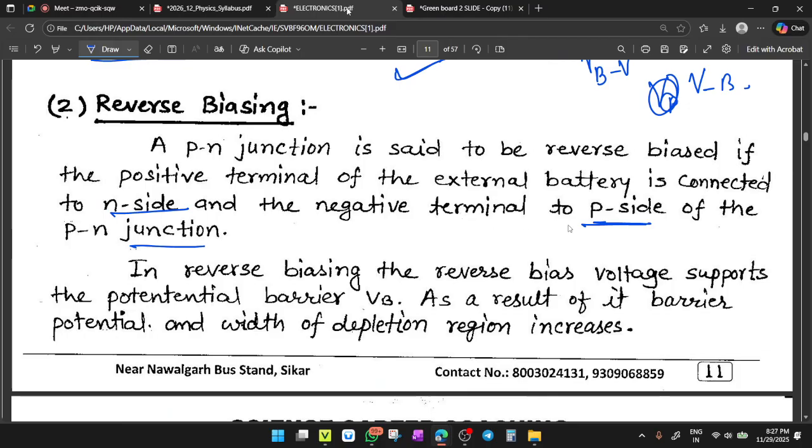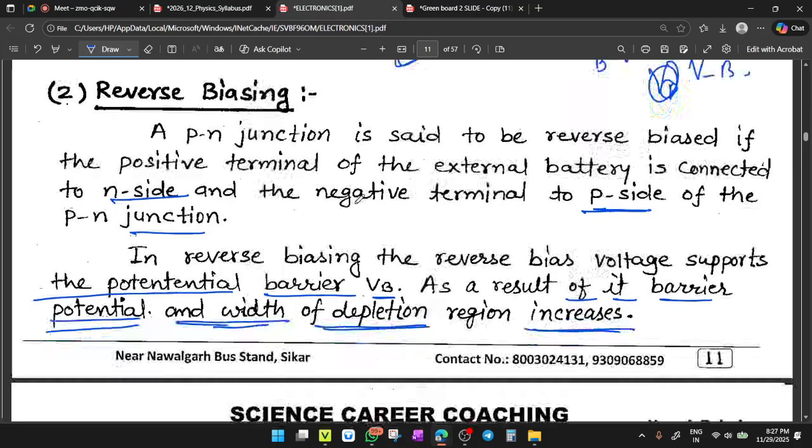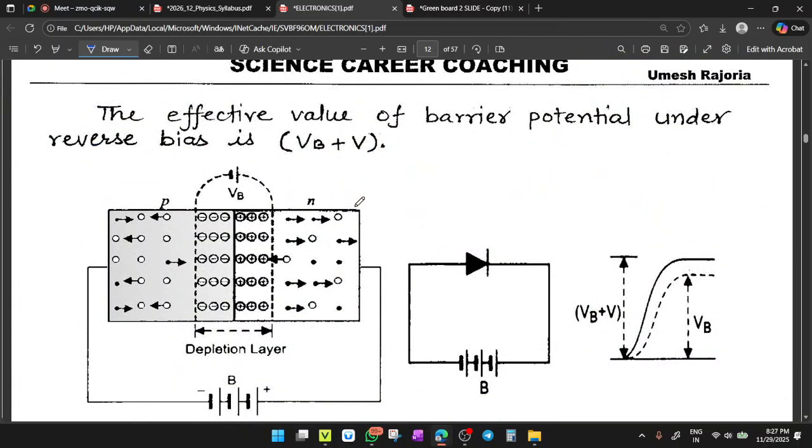In the PN junction in reverse biasing, the reverse bias voltage supports the potential barrier VB. As a result, the barrier potential as well as the width of the depletion region increases. The effective value of the barrier potential voltage under reverse bias equals VB plus V.